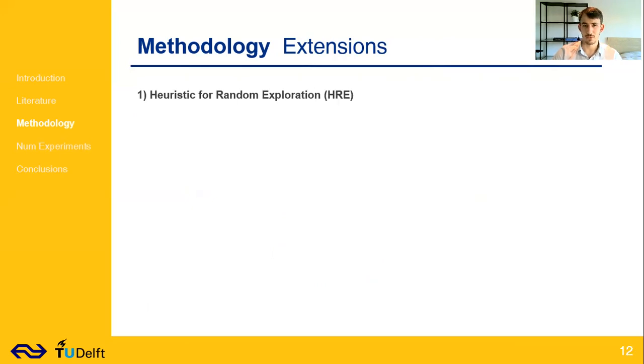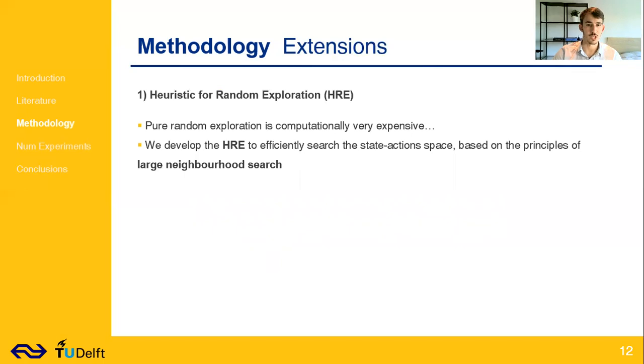Training in our framework starts with agents exploring the search space by choosing actions randomly. But pure random exploration is computationally very expensive. This is why we developed a heuristic for random exploration to efficiently search the state action space based on the principles of large neighborhood search. The idea is to stimulate agents to perform certain actions. This way we are helping them to identify patterns rather than performing exhaustive search.